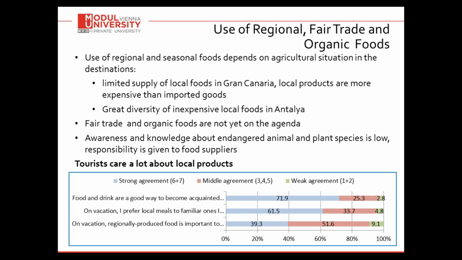What you can see is that tourists care a lot about local products. The chart shows that more than 70% of the tourists said that food and drinks are a good way to become acquainted with local cultures, and that they prefer local meals to familiar ones, and that they prefer regionally produced food, which is important to them. So it really can be said that local foods could be a good means to gain a competitive advantage and satisfy the customers. Next slide, please.